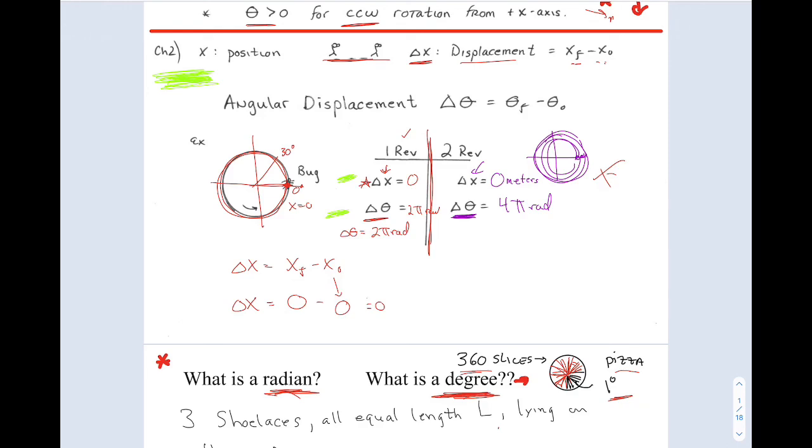So that's the big difference between the displacement delta x, let's say if you're on the road, as you go down the road, your displacement gets bigger and bigger until you can't see the person anymore. Here, if it's going around a circle, your angular displacement just keeps accumulating quantities of 2 pi.